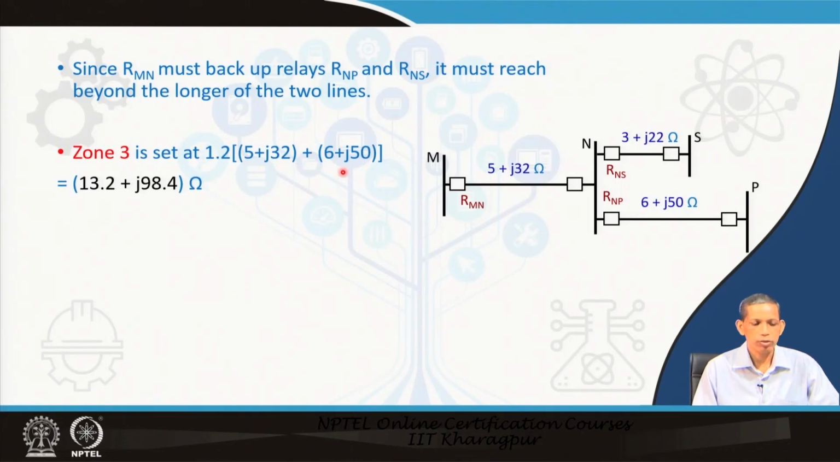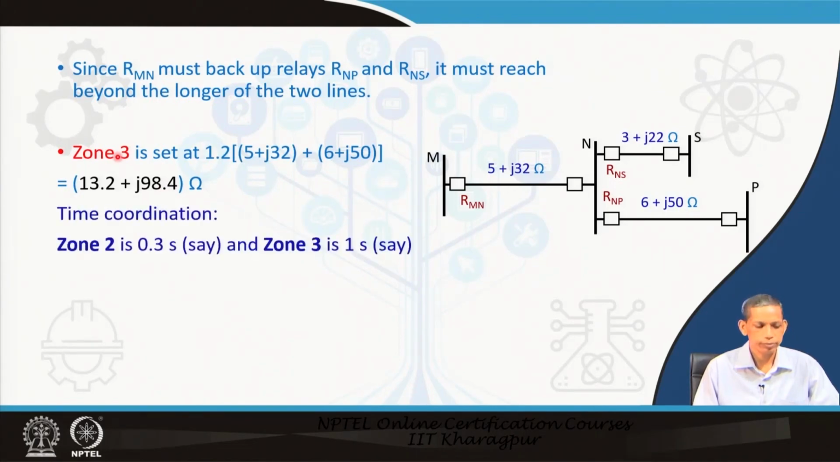So, (5 + j32) plus (6 + j50), that is M to P, and this we multiply by 1.2, so that it is ensured that both the sections are taken care of. So, all faults here also are taken care of by this relay RMN. So, I multiply with 1.2 or so. These are not fixed, these are flexible depending upon the situations, and that gives you a setting of 13.2 + j98.4 ohm for zone 3 settings.